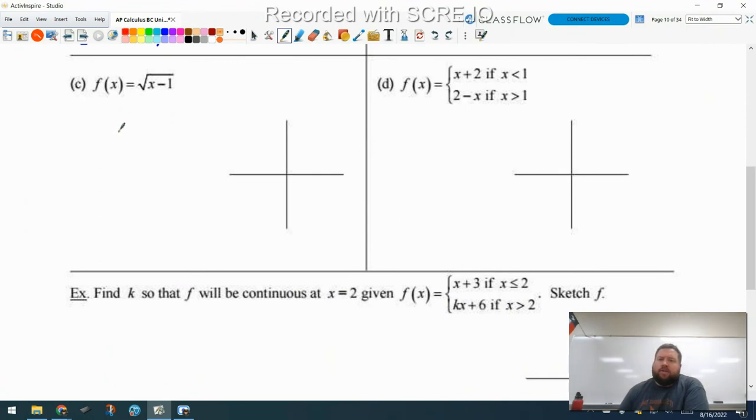Okay, so this function is not continuous for all real numbers, but where this function is defined, it's always continuous. If I plug in 1, I get 0. If I plug in 2, I get the square root of 1, which is 1. And if I plug in 5, 5 minus 1 is 4, and the square root of 4 is 2. So this is what this function looks like, and this function is continuous.